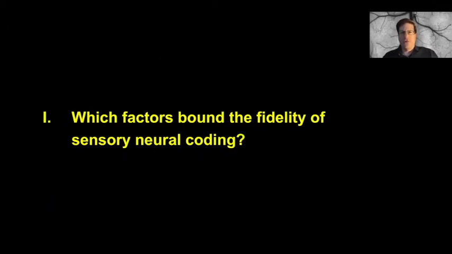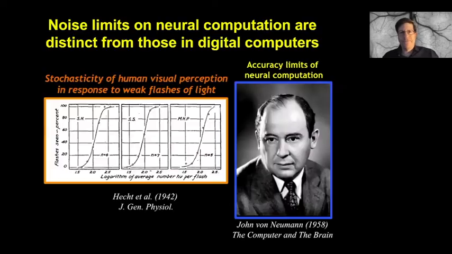So this is the first portion of the talk. First, I'm going to give you some background information regarding the factors that are thought and have been hypothesized to constrain the fidelity of sensory cortical coding. Now, the general question of what might be the limiting factors on neural computation is actually a long-standing one. And luminaries in computer science, and in particular John von Neumann, one of the primary architects of the modern digital computer, considered this question intensively.